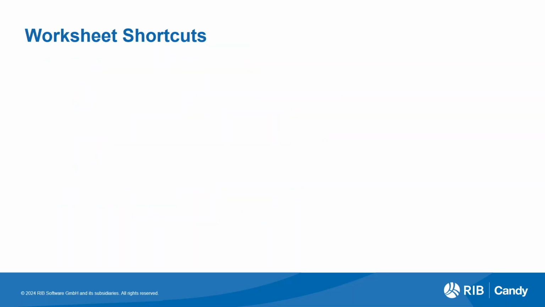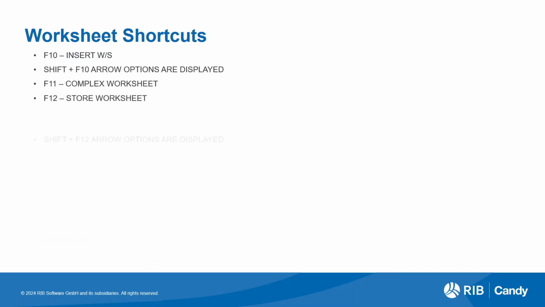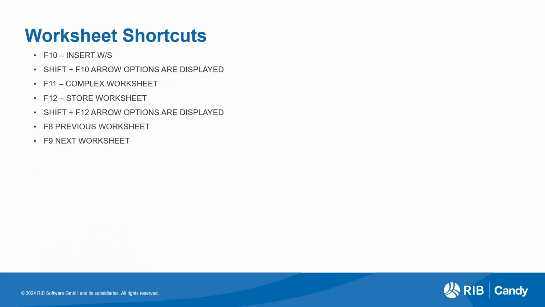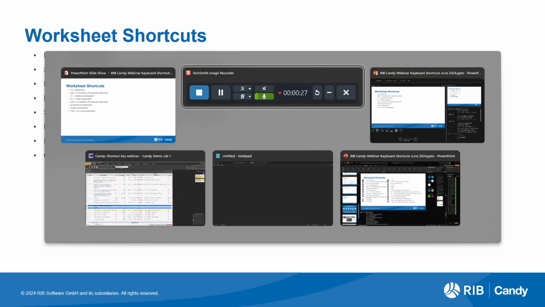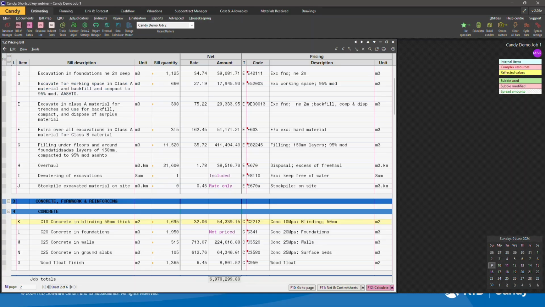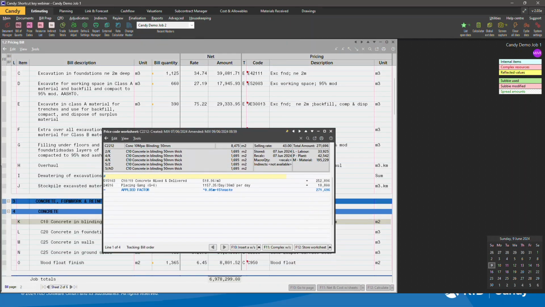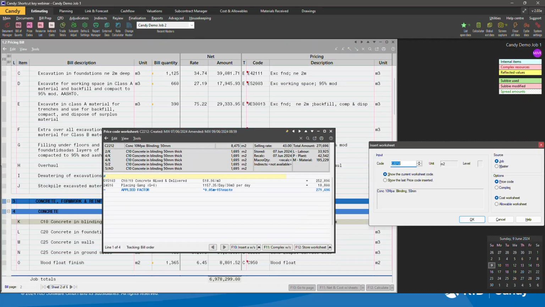Next, we're going to look at worksheet shortcuts. So for this, I'm going to start off with the F function keys. So that would be F10 to insert a worksheet, Shift F10, F11, F12, Shift and F12, F8, F9, Control, and F4. So to see what these do, I'm just going to go to the Candy application. I'm going to open up this worksheet that you see here, and I'll start by pressing F10.